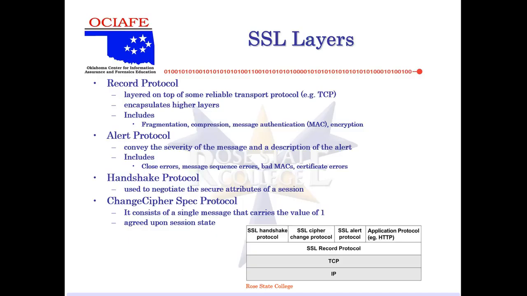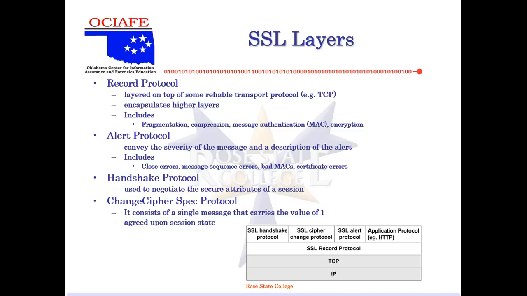Handshake protocol, which you hear all the time, that's the authentication between the client and the server. What are the security attributes? How are we going to send this information across? And then we have the change cipher spec protocol, which always carries a value of 1.